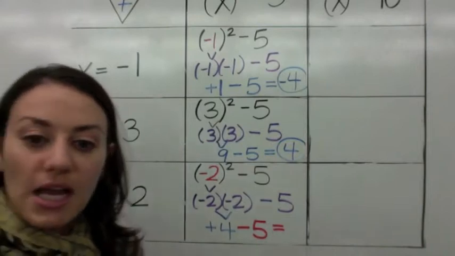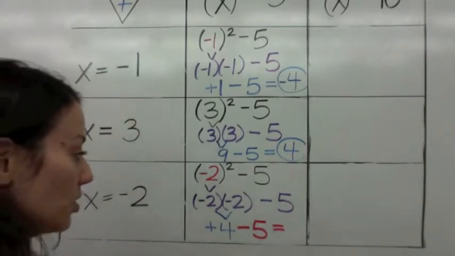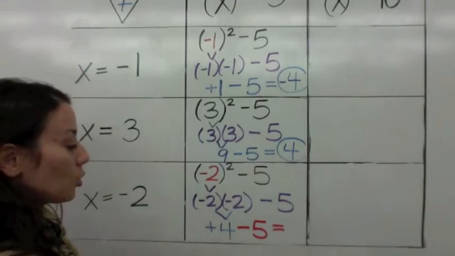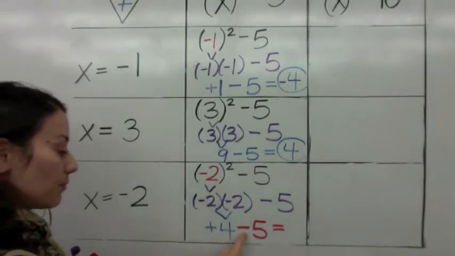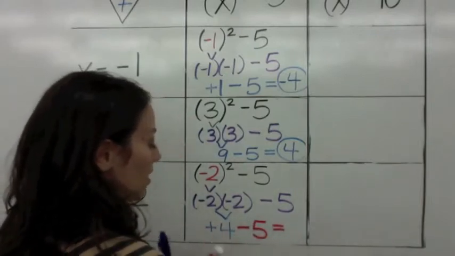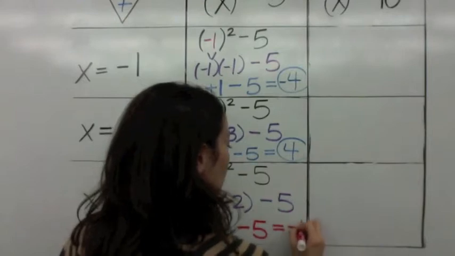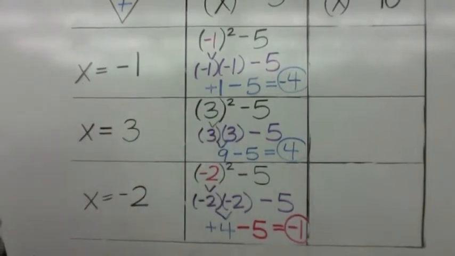Same signs or different signs? They're different, right? Yeah, different signs. What do you do with different signs? Different signs subtract. 5 take away 4 is 1. Keep the sign of the negative, it's negative 1. Okay? Negative 1. All right, go ahead and get that down.